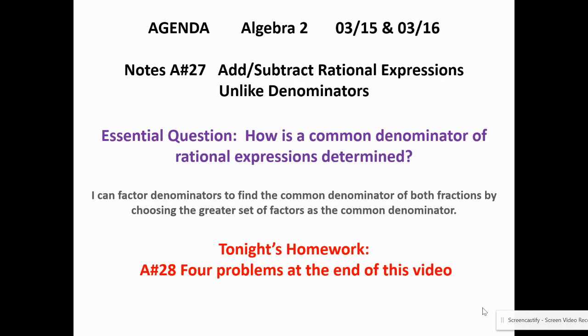So at the top of your paper on notes number 27, the essential question is, how is a common denominator of a rational expression determined? And at the end of this video, you should be able to say that you can factor denominators so that you can find a common denominator of both fractions. And you can find the common denominator by choosing the greater set of factors as the common denominator. Tonight's homework is 4 problems, and they're going to appear at the end of this video.